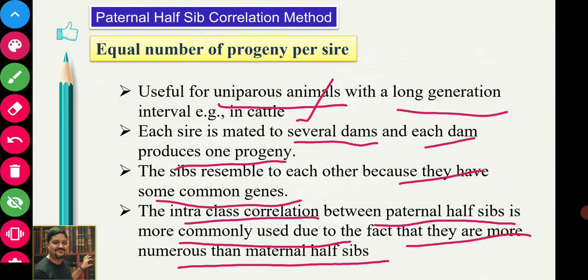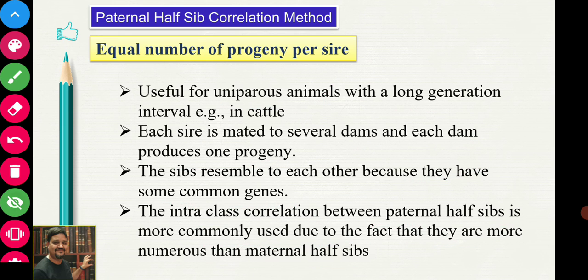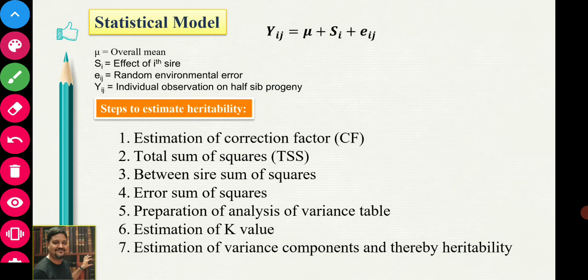in Indian conditions, the semen of a sire can be used on many of the dams. So one sire will produce many progeny rather than a dam. That is why there will be more paternal half sibs in comparison to maternal half sibs, and we will get adequate data for estimation of heritability by the paternal half sib method. I hope it is clear why this paternal half sib correlation method is used rather than maternal half sib. Now coming to the estimation of heritability by the paternal half sib method.